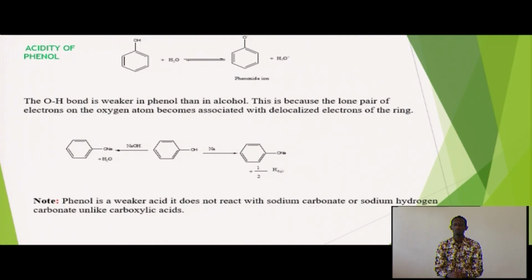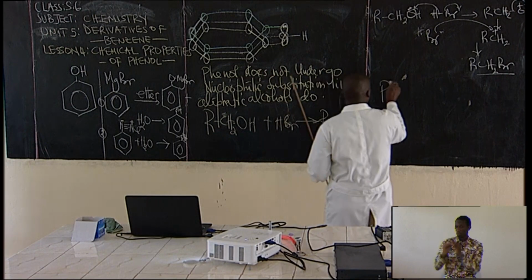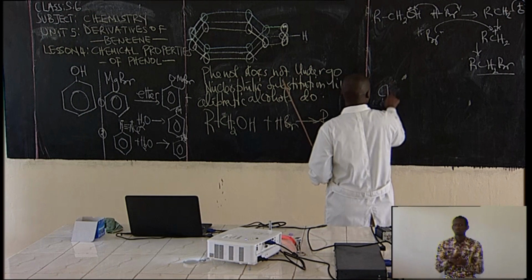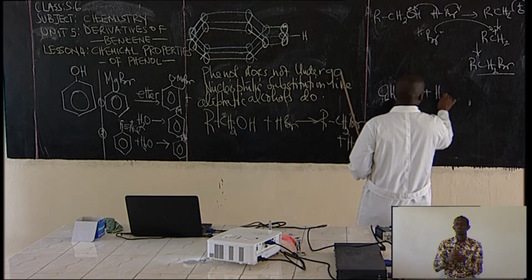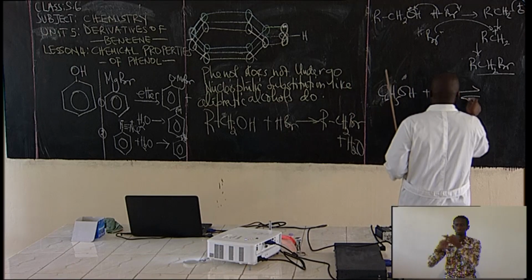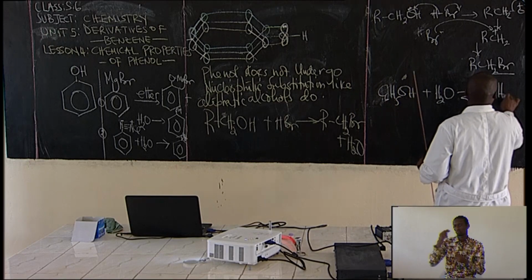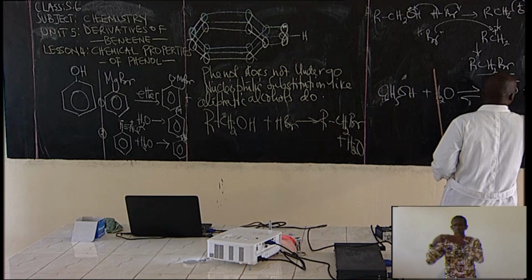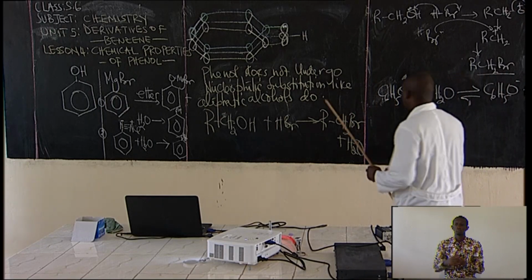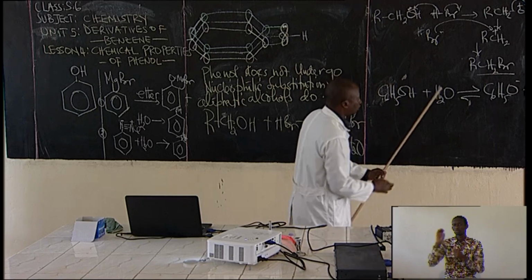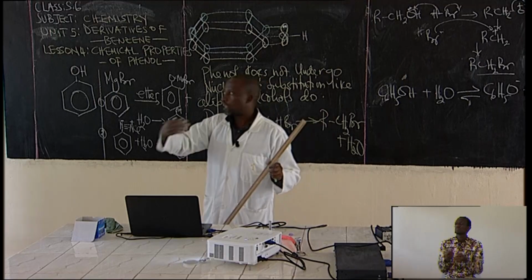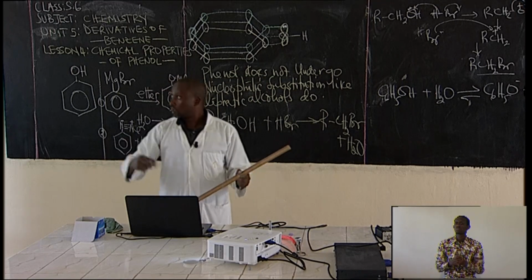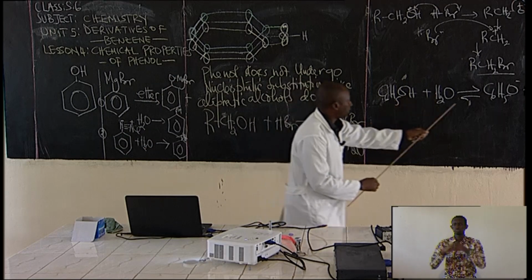So phenol, when it reacts in water, this is phenol, C6H5OH. So in water, it forms C6H5O- plus the hydroxonium ions. These are formed because this phenol, if it is behaving as an acid, means it has the ability to donate the proton. That is why here we have the phenoxide.